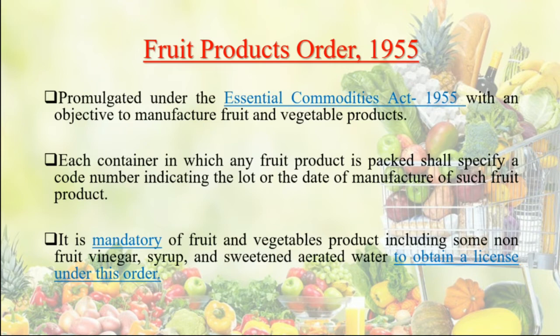सो पहला नंबर पे जो है दैट इज फ्रूट प्रोडक्ट्स ऑर्डर 1955. इसको 1955 में इम्प्लीमेंट करा गया था एंड इट केम अंडर असेंशियल कमोडिटीज एक्ट. सो द मेन ऑब्जेक्टिव of fruit products order was to manufacture fruit products and vegetables.